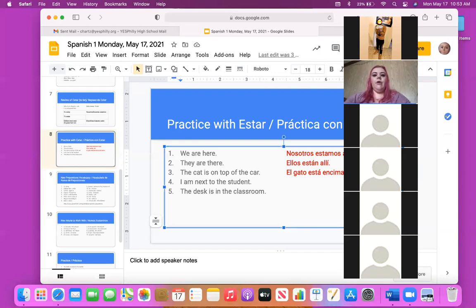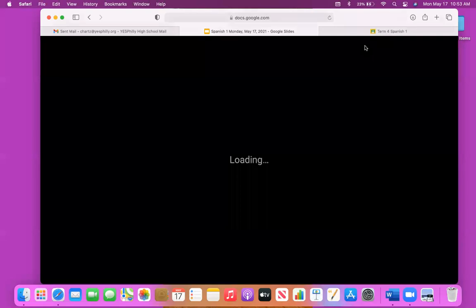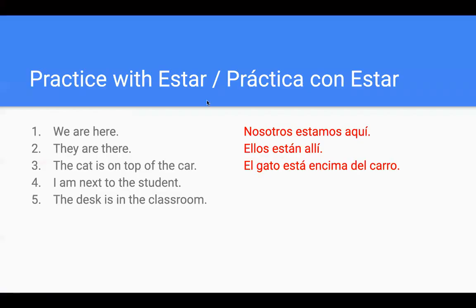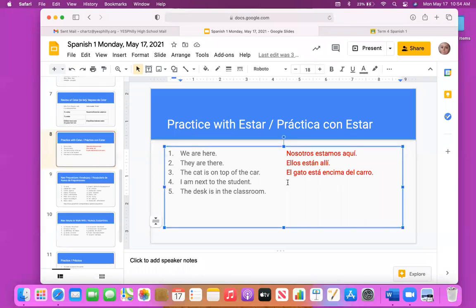So I'm going to go over the homework when we're done with this. All right, so let's go back. Okay, for this next one, we have I am next to the student. You would say yo estoy, right? Yo estoy al lado del estudiante. Yep, that's correct.